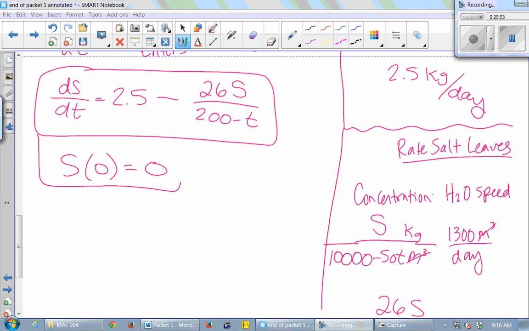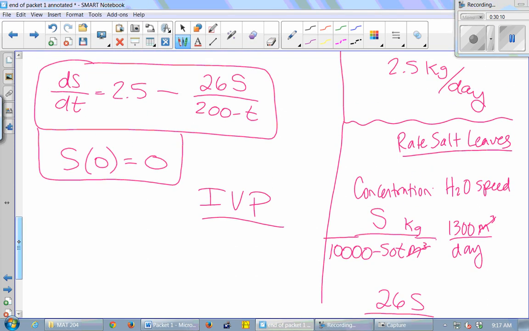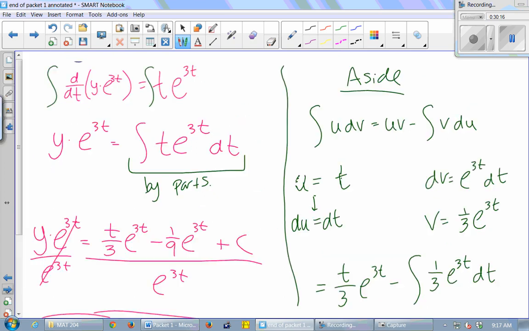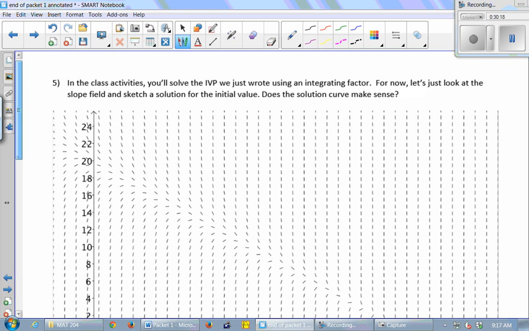Because there was no salt in the pond at time 0, S of 0 equals 0. So this is an initial value problem, which means there is one particular solution. There is one function that can satisfy both the differential equation and the initial value. So I'm going to try to sketch it on a slope field, right? I'll have you solve it using an integrating factor in the activities. But for now, let's just glance at the slope field.